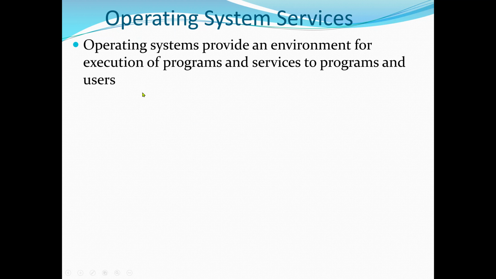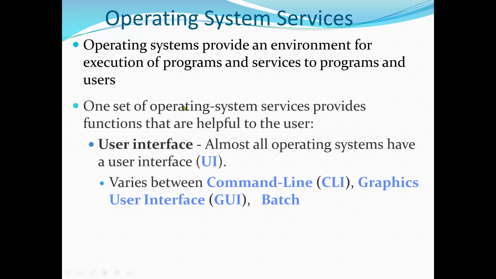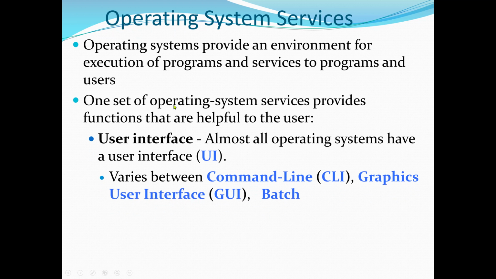First, we say that an operating system provides an environment for execution of programs and services to programs and users. So again, the operating system makes it possible for programs to execute in our computer system. As we said in chapter 1, an operating system controls all the computer hardware resources, both the CPU and the memory. These are the two major resources we need in order to execute a program.